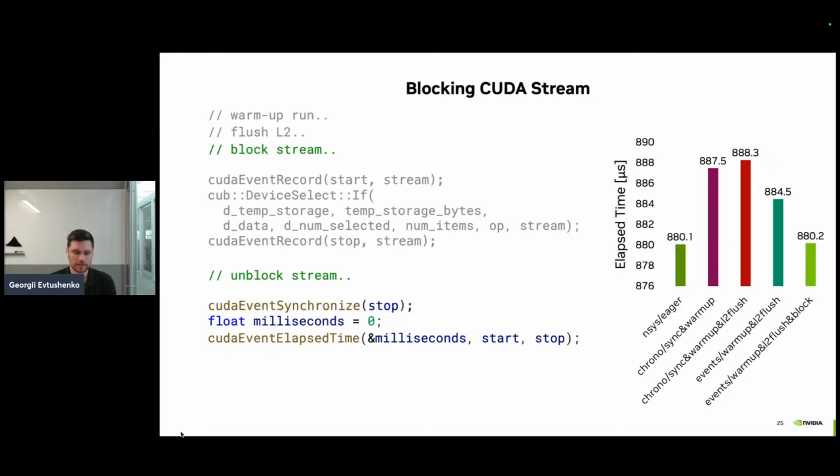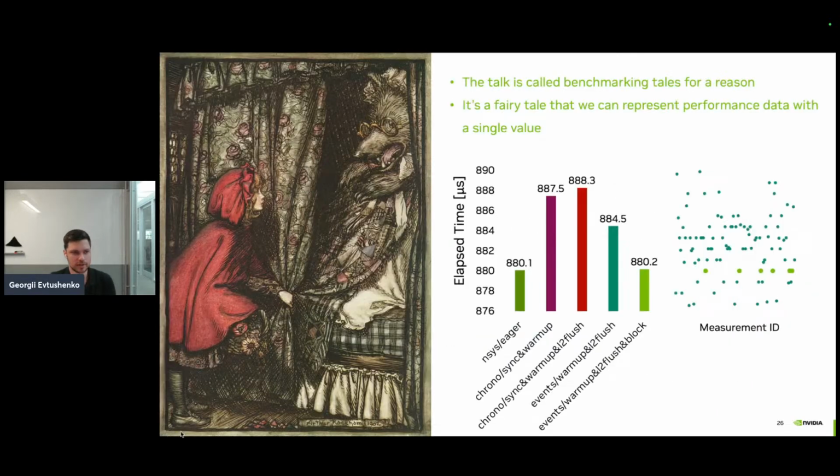But it's not exactly the full story. There is a second reason for the title of the talk, benchmarking tales. If you benchmark this invocation multiple times, you'll actually get a distribution of measurements, not a single value. It is partially true, like any fairy tale, that 880 microseconds is somewhere in that distribution. But the kernel can run faster or slower. So the fairy tale part here is that we can represent the entire distribution with a single value.